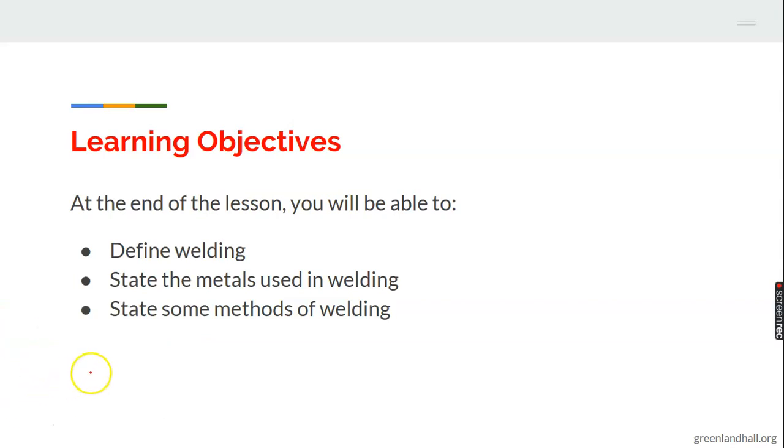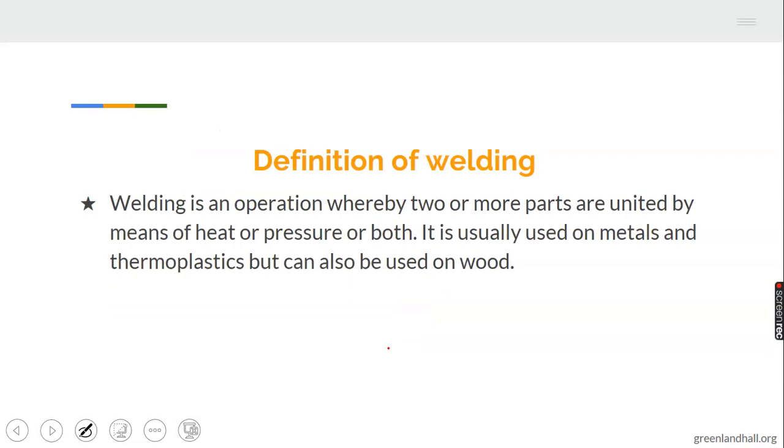Our lesson objectives for today: one, define welding. Two, state the methods used in welding. Three, state the methods of welding. So you should be looking forward to answering all these questions at the end of the lesson. Now, what is welding?